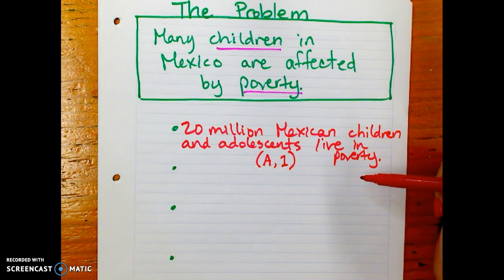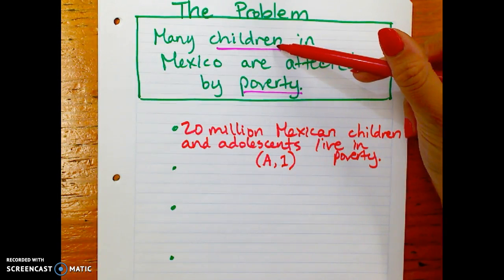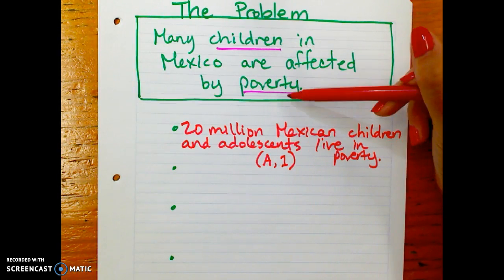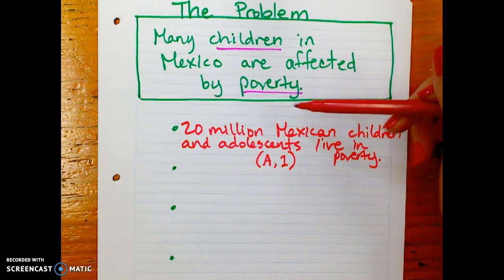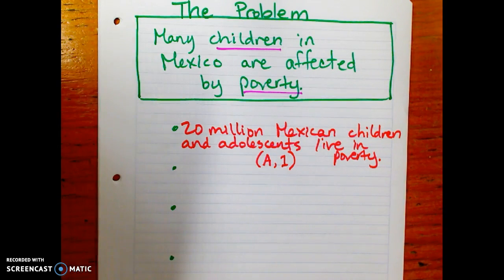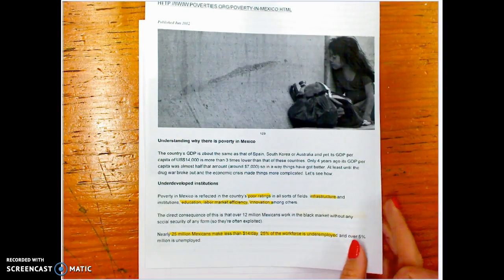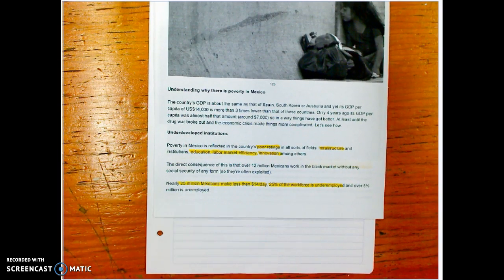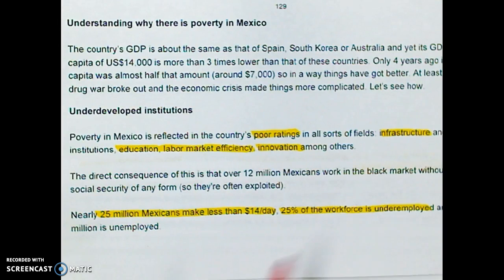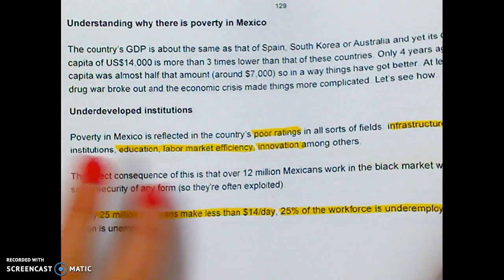Okay. Now, if I'm continuing my research and I want to make sure I'm focused on this particular problem of children suffering from poverty in Mexico, and I find, let's say, in my next article, Article B, I find another important fact. For example, here it says that 25 million Mexicans make less than $14 a day. That's shocking. That's very low, and that's US dollars.